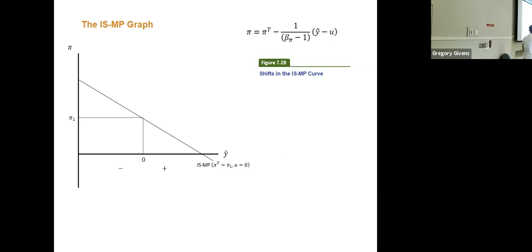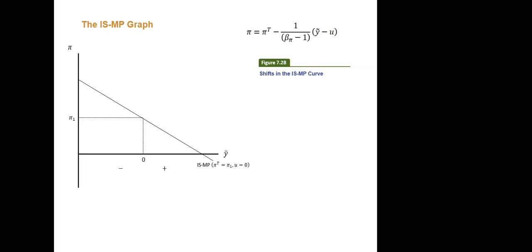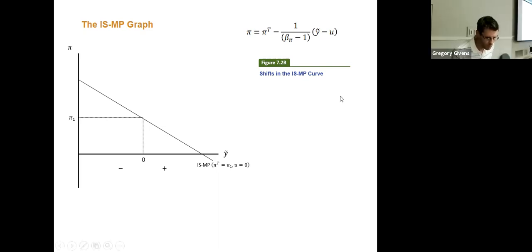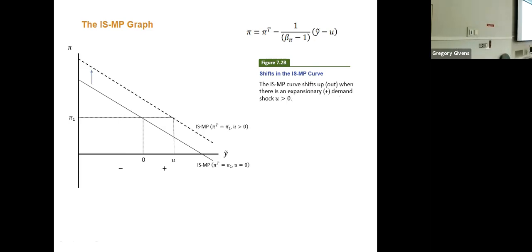Let me ask you guys first, what do you imagine happens to the IS-MP curve if there's, let's say, a positive demand shock? So the government implements a fiscal policy which raises government spending and output goes above potential, and so there's this positive demand shock in the economy. What is going to happen to our IS-MP schedule in that case? The curve's going to shift outwards. Sorry, Lauren, say it again. The curve is going to shift outwards. Yeah, the IS-MP curve is going to shift out, and it's going to shift out by the size of the demand shock. Very good, okay?